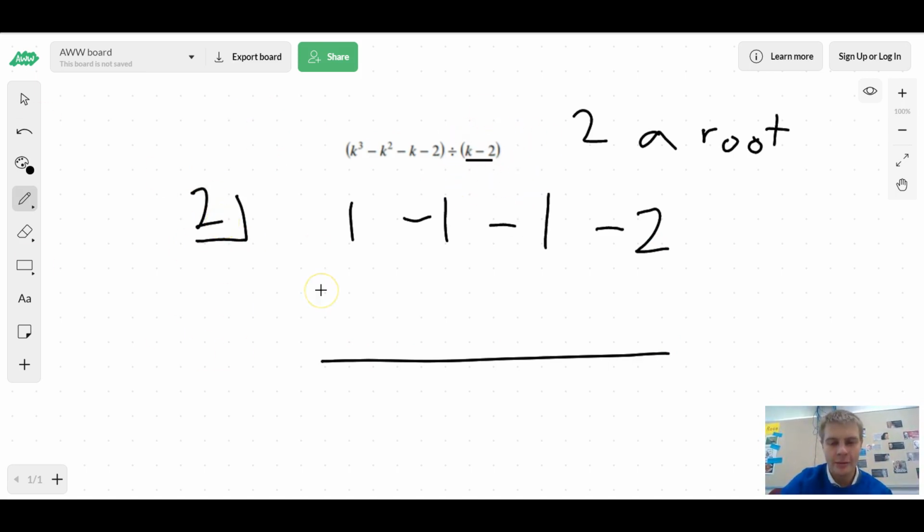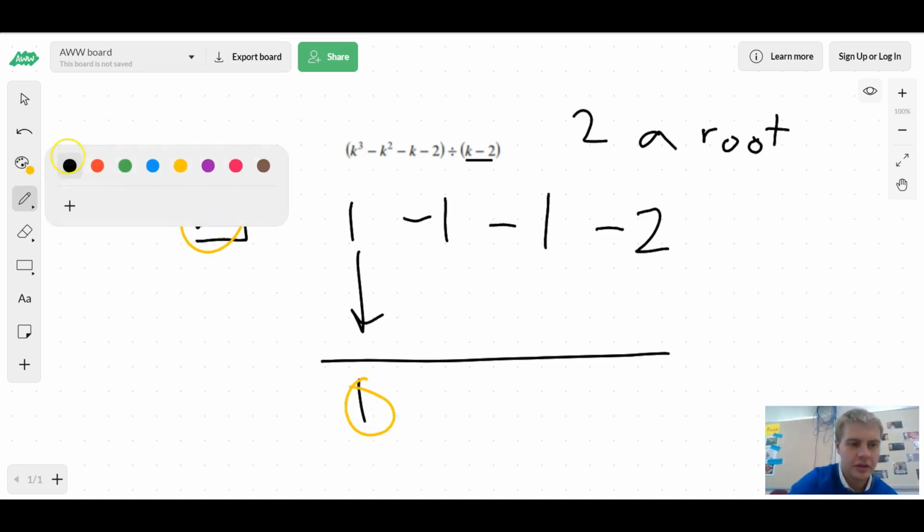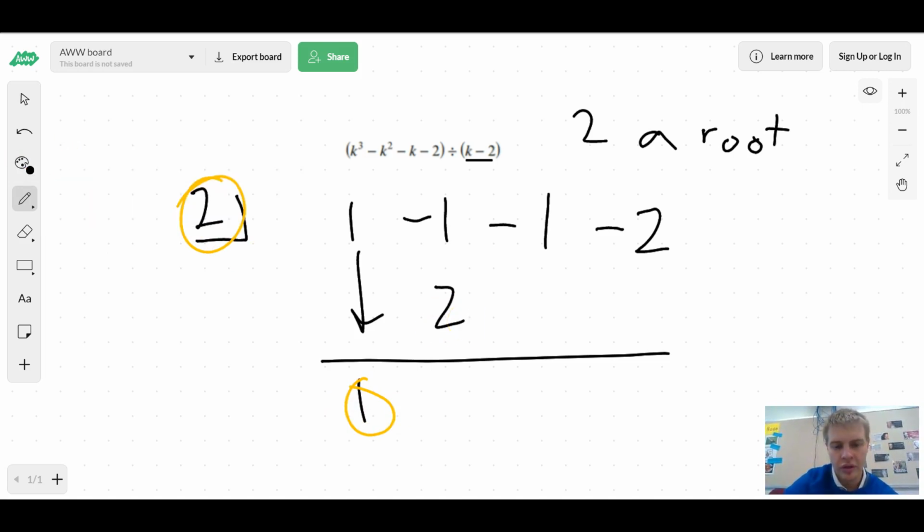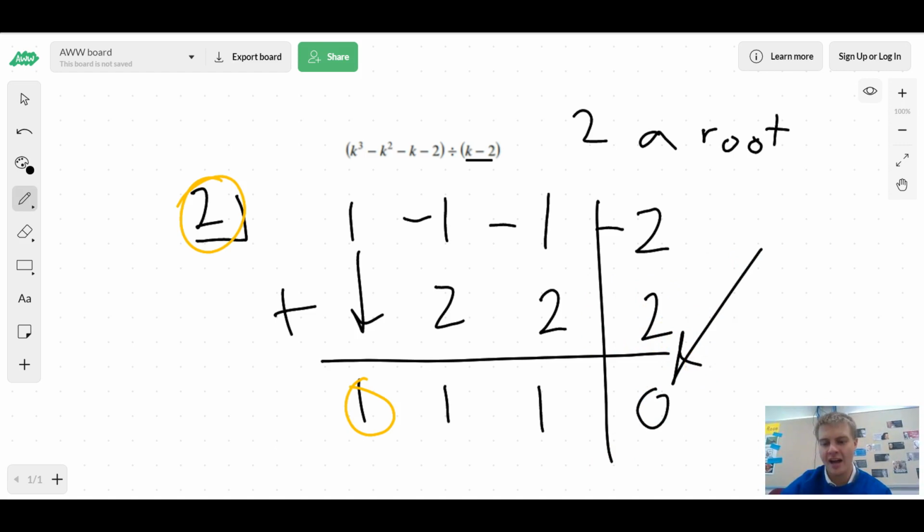When we do that, the 1 is just going to drop down, and I'd get 1. Then you take this number and times it by this. So that would give me 2. Negative 1 plus 2 would be 1. Times that by 2. Negative 1 plus 2 would be 1. Times that by 2. Negative 2 plus 2 would be 0. Yay! This is a factor, and it's also a root because we have no remainder. So anytime you have no remainder, this is yes.